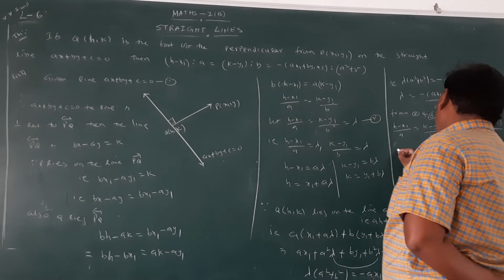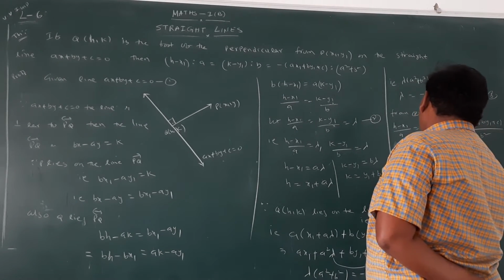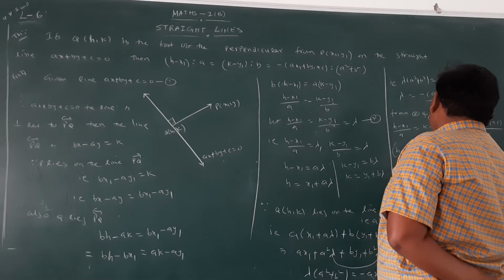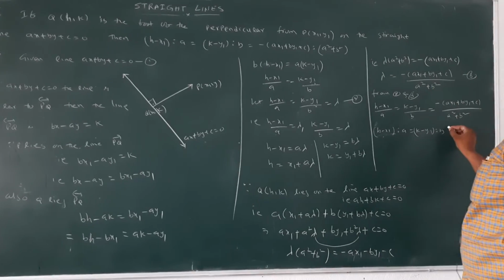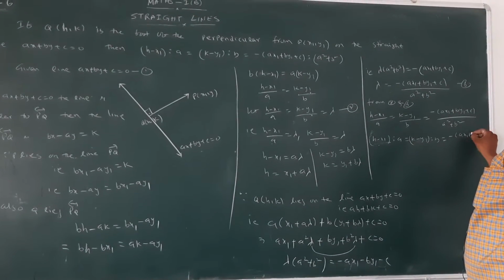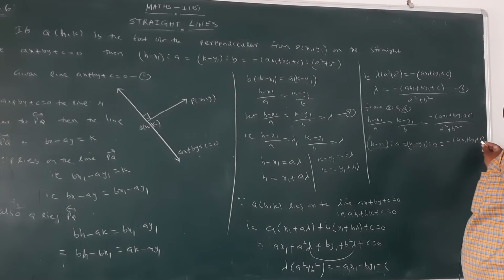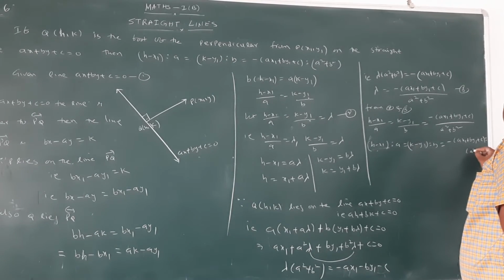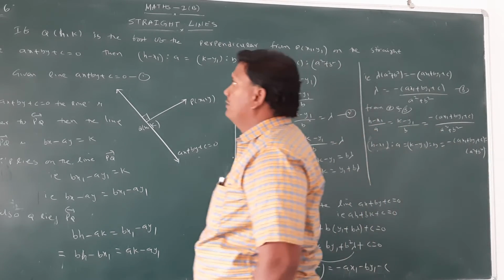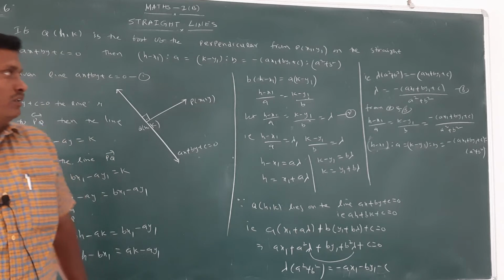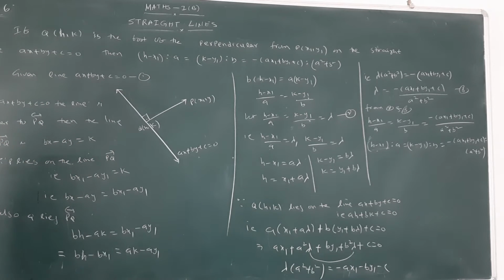It can be written as (h minus x1) by a is equal to (k minus y1) by b is equal to minus of (ax1 plus by1 plus c) by (a square plus b square). This is the foot of the perpendicular from Q(h, k) to any point P(x1, y1) on the line ax plus by plus c is equal to 0. Four marks, this is very important.